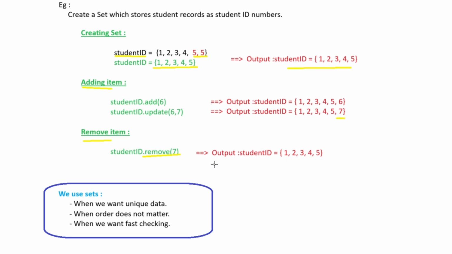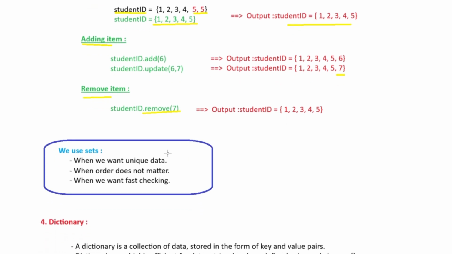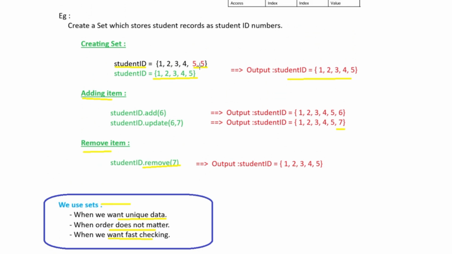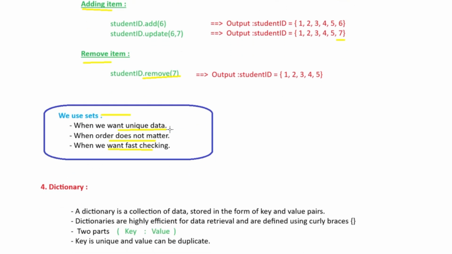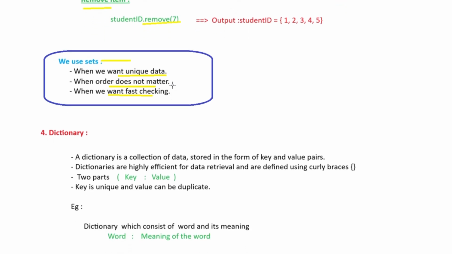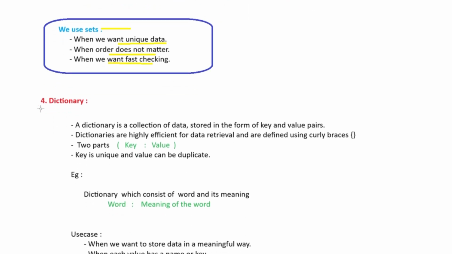Okay, now the big question is, when should we use a set? We use sets when we want unique data, when order does not matter, and when we want fast checking. For example, we can use a set for removing duplicate values from a list, storing unique email IDs, tracking unique users, handling permissions. Sets are very powerful in such cases and work perfectly. Now, let us learn the last data structure of this lecture, which is dictionaries.